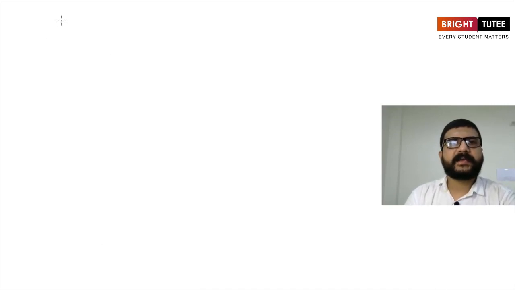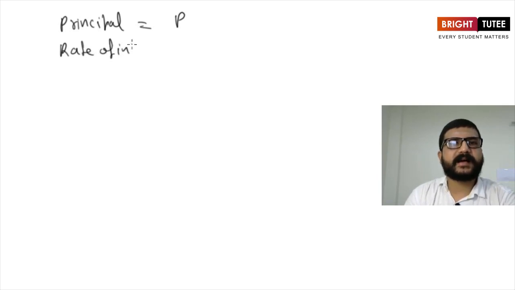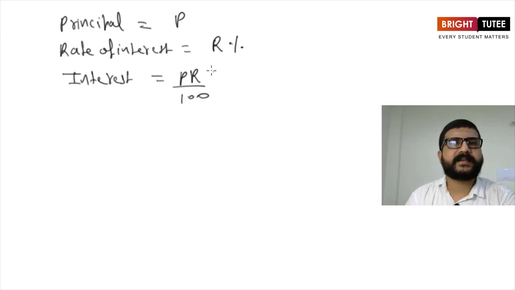Now as we have seen, if the amount borrowed, or the principal amount, is P and the rate of interest is R, you can write it as R%, then the interest was PR upon 100. We have seen this. This was the interest for 1 year.